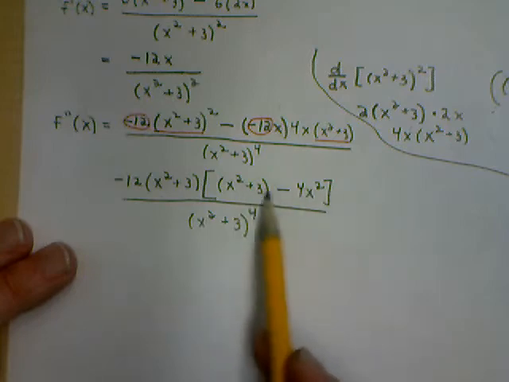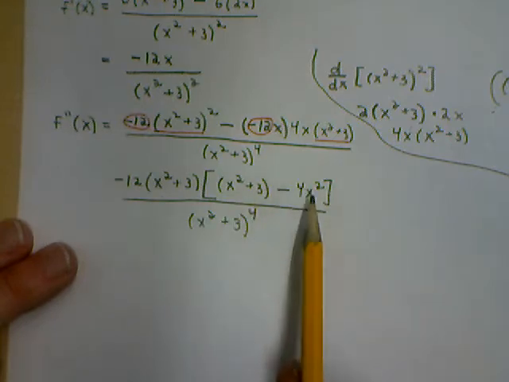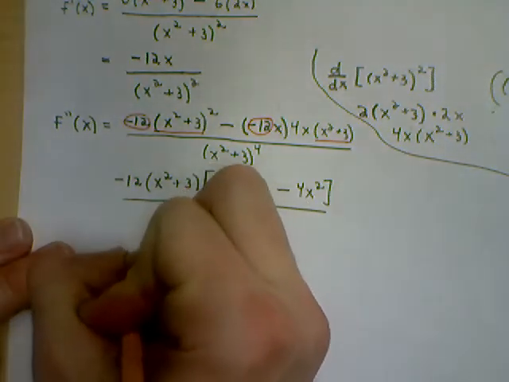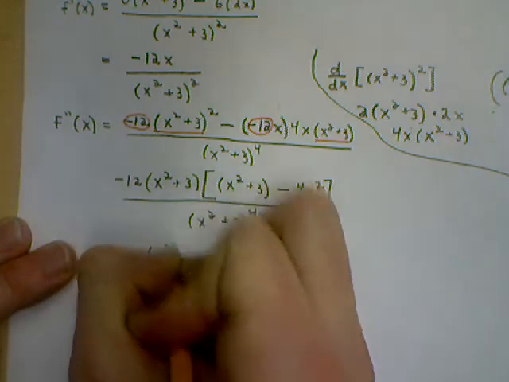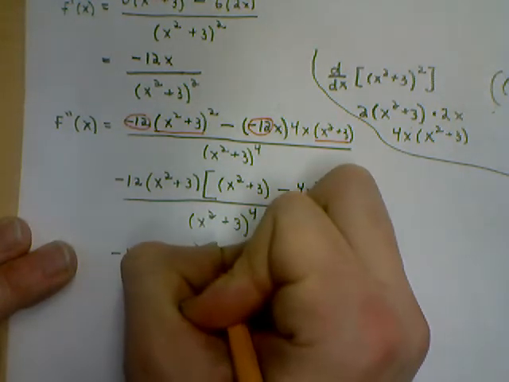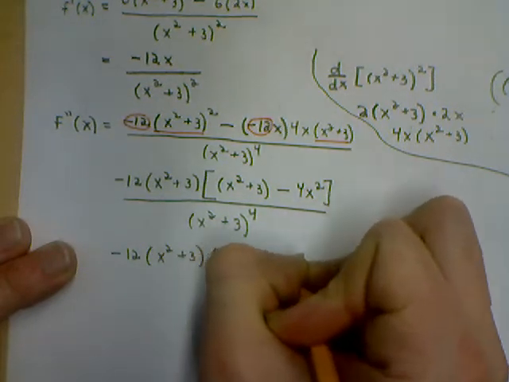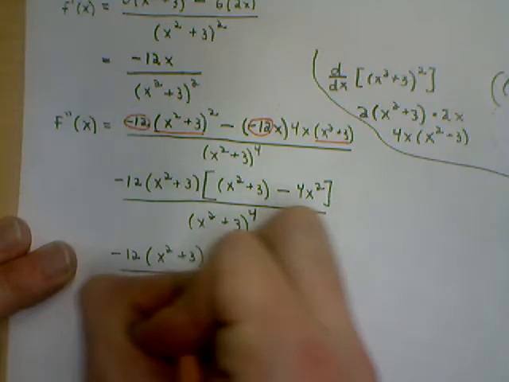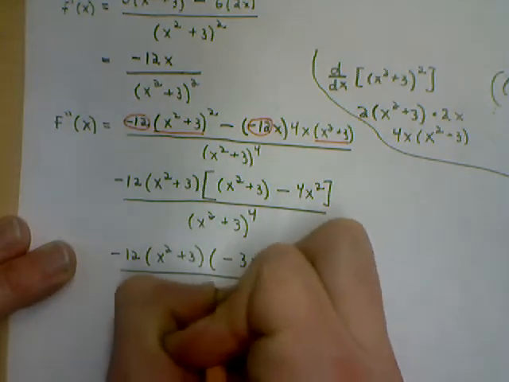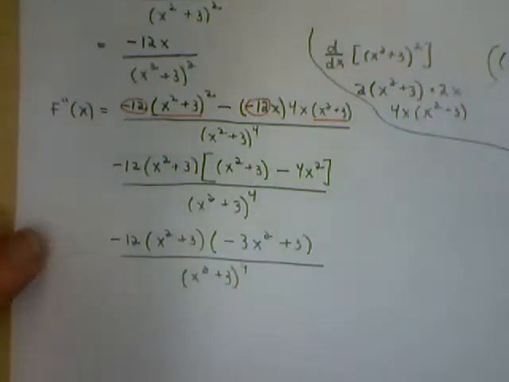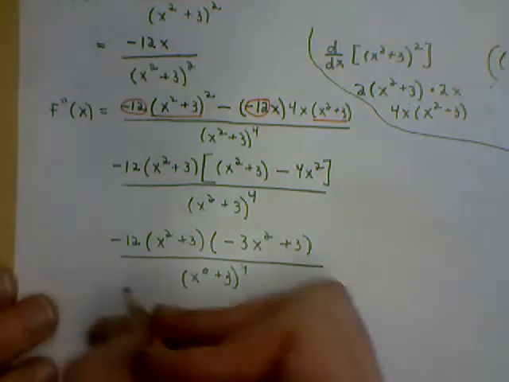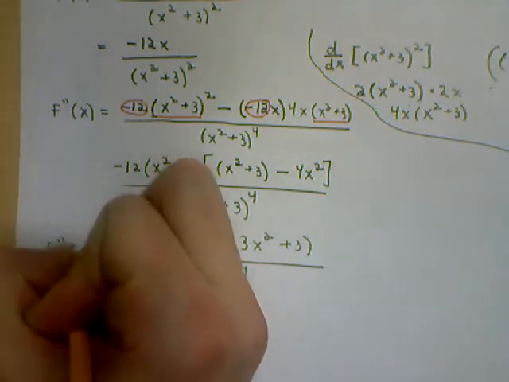I can still simplify inside the brackets. x squared minus 4x squared is negative 3x squared plus 3, all over x squared plus 3 to the 4th power. All right, so now I finally have my second derivative.